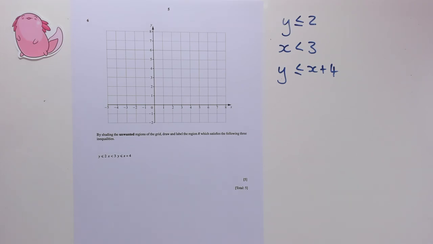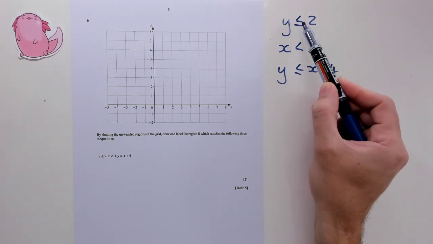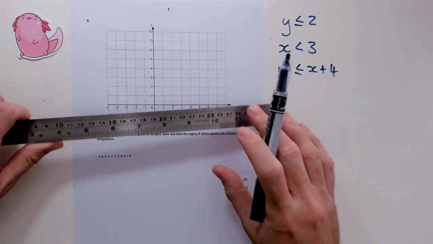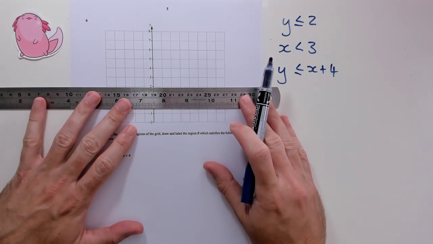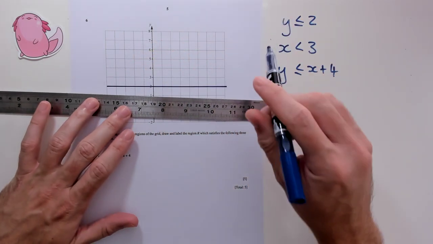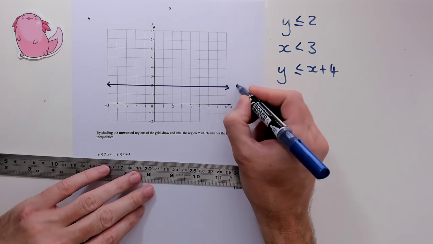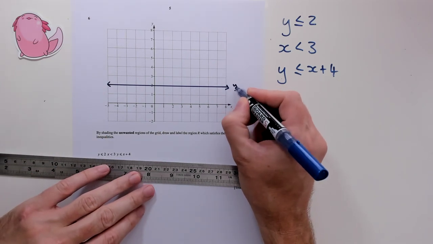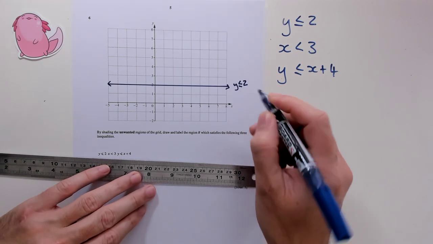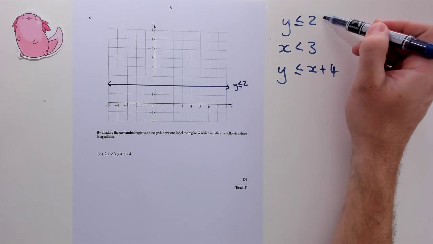Because that's a smaller or equal to sign, it's going to be a solid line, and we just have to find where Y is equal to 2. So that should be here. I'm going to draw a line right there. I can label it saying Y is smaller or equal to 2. Okay, that one's checked, done.